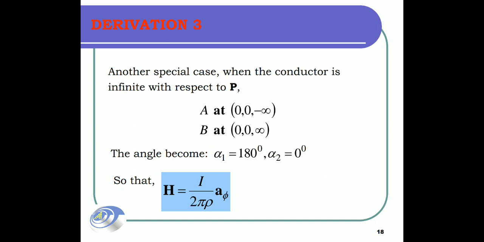And what will be the next case? I'll be having your A at negative infinity and your B at positive infinity. So your alpha 1 will be at 180 degrees, for the full 180 degrees, and alpha 2 will be 0. So same, you will have H is equal to I divided by 2 pi rho into a_phi. Okay, so this is the basic expression for your magnetic field intensity that we are deriving for your straight conductor, which is of finite length. Okay, I hope you have understood this lecture. Thank you.